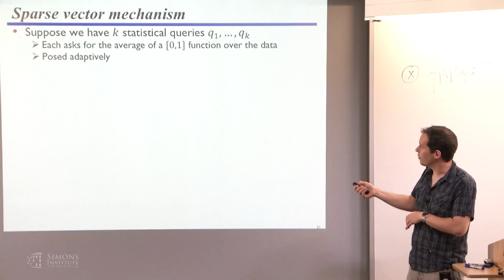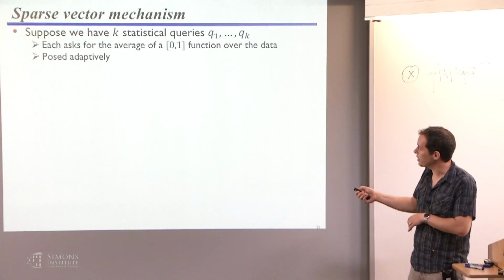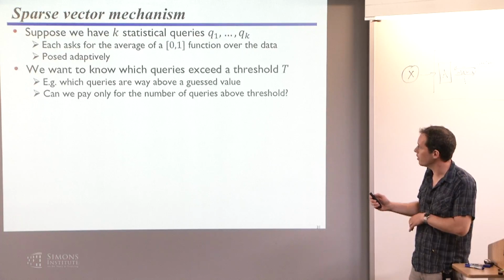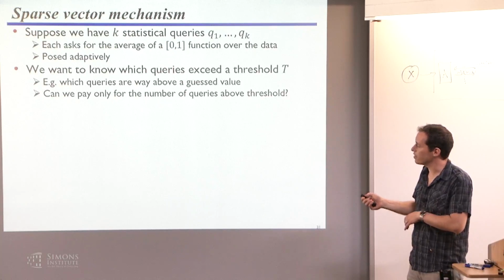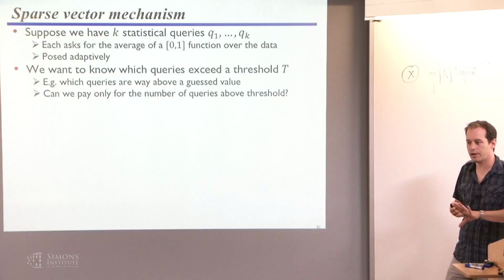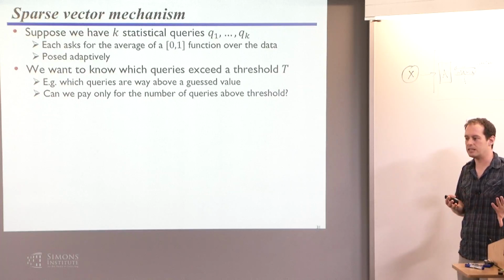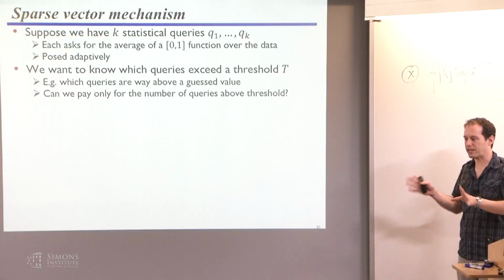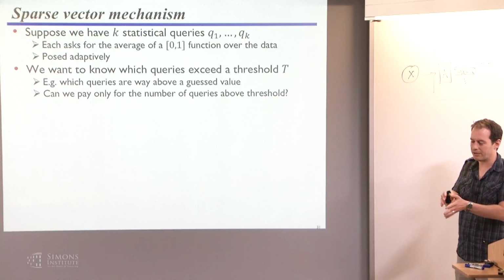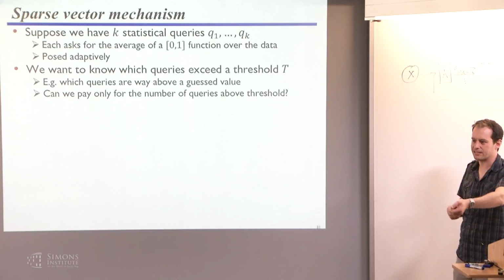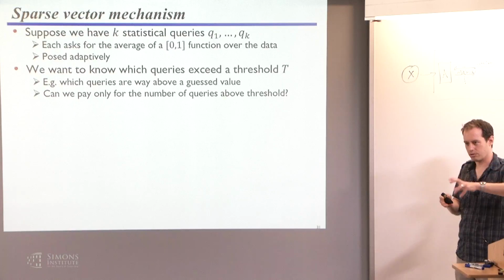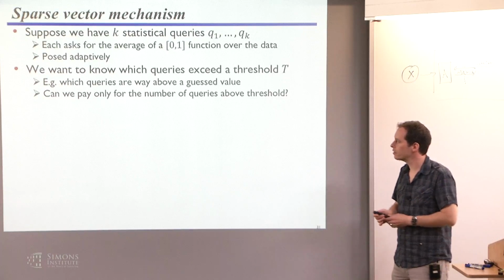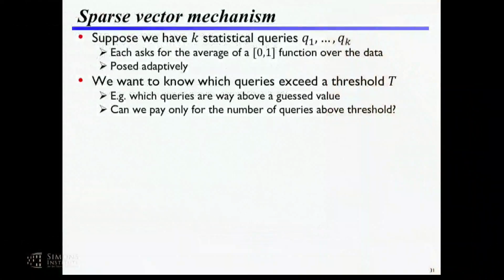Suppose we have a sequence of statistical queries, and each asks for the average of some bounded function over the data, posed adaptively, same setup as before. Now, rather than knowing the values of all the queries, we just want to know those values that exceed a certain threshold. In application, what I'm going to apply it to is the difference between a guess and the true value, but that doesn't really matter. Just imagine I've got a threshold, and each of the queries I want to compare to that threshold.